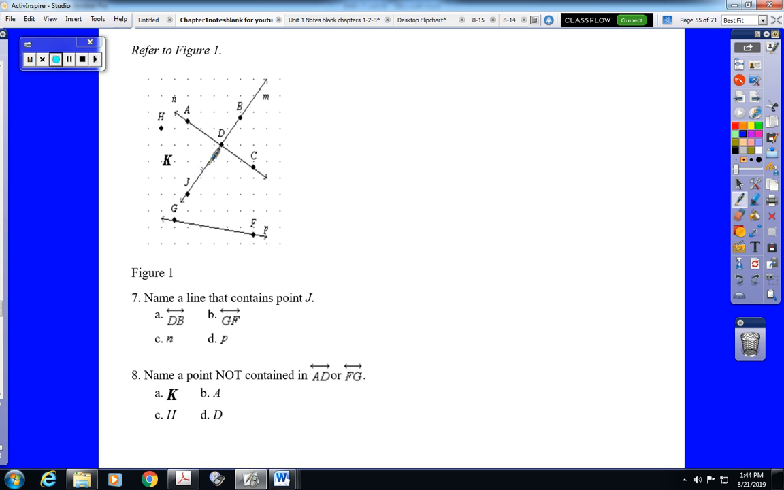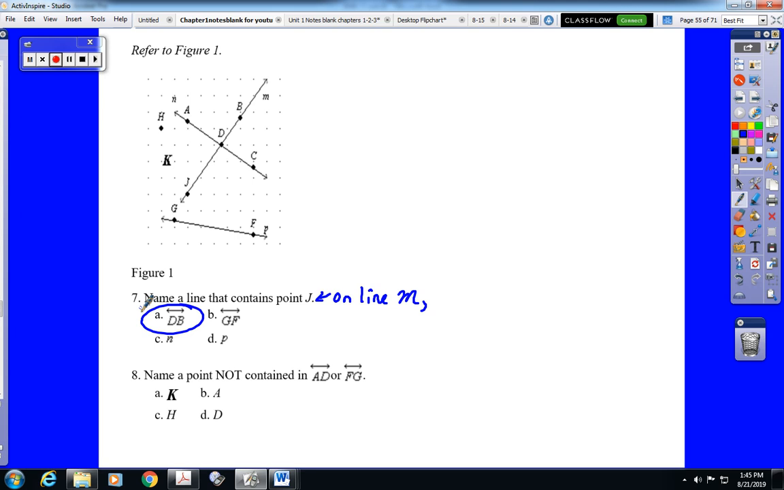Well, point J is on line M. There are other ways to name line M, thank God, because that's not one of our options. Remember, we can name that with any 2 points. So we can name that BD, DB, JD, JB. The only option that we have there that fits that description is DB.